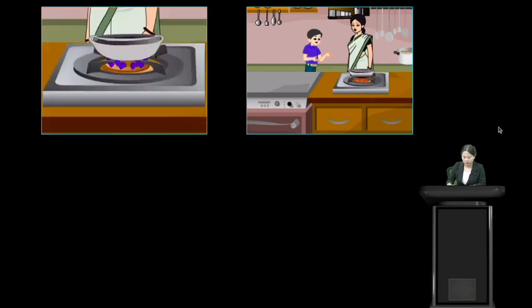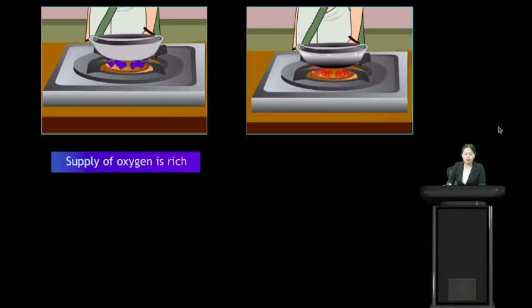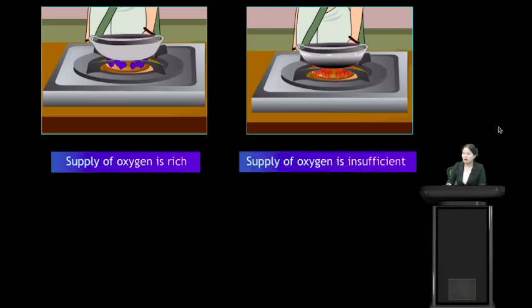Mother is cooking in the kitchen. One is with a blue flame, the other is with a yellow flame. When the flame is blue in color, the supply of oxygen is rich. And when the flame is yellow, the supply of oxygen is insufficient.